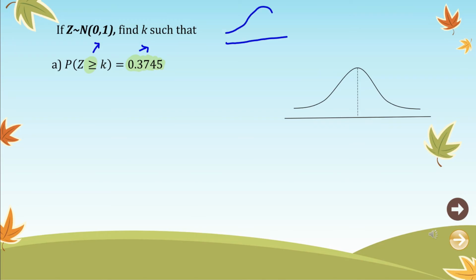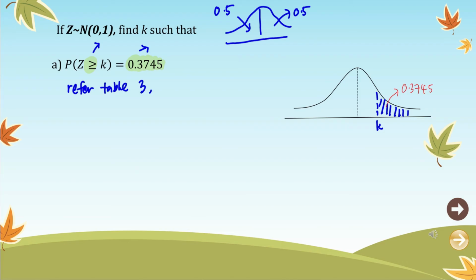If you still remember, for normal distribution, it's symmetrical, and each side the area is 0.5. So for 0.3745, this is the area. It's less than 0.5. So we want to refer to table 3 at value 0.3745.